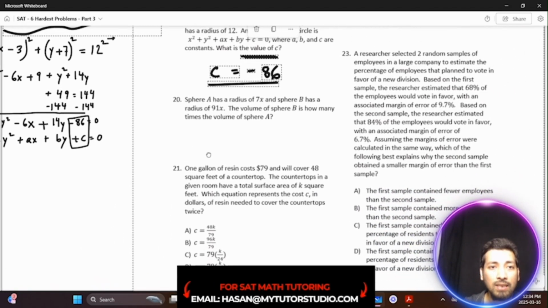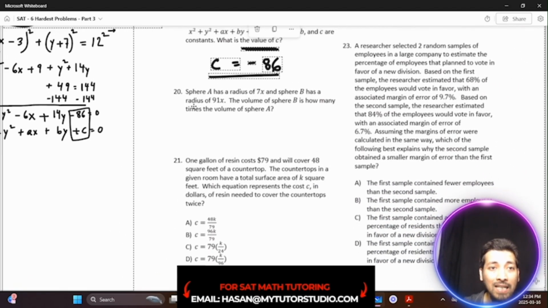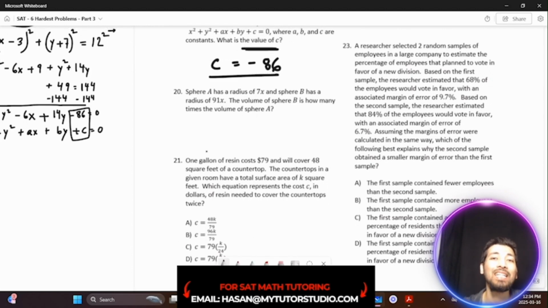All right, now let's move on to problem number 20. Sphere A has a radius of 7x and sphere B has a radius of 91x. The volume of sphere B is how many times the volume of sphere A? So this is where we need to use the similar property of shapes.